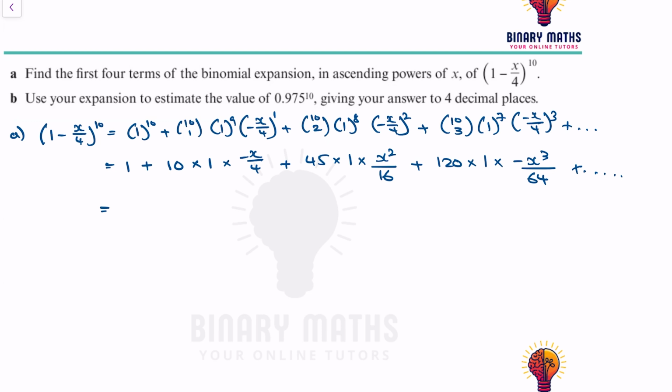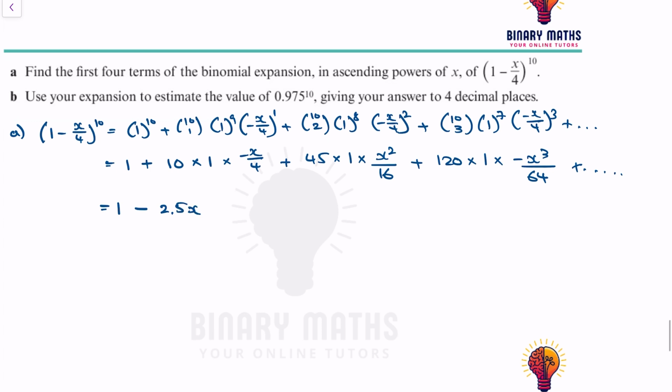Okay, now if we simplify each term, the first term is 1, the second term is going to be minus, so 10 times 1 divided by 4 is just minus 5 over 2, which is just minus 2.5x. So all you have to do is put into your calculator and simplify each one. The third term is going to be positive. 45 times 1 divided by 16 is just 2.8125x squared. The last term is going to be negative, so 120 times 1 divided by 64 gives me minus 1.875x cubed. The next one will be plus dot dot dot. So we've got our first 4 terms.